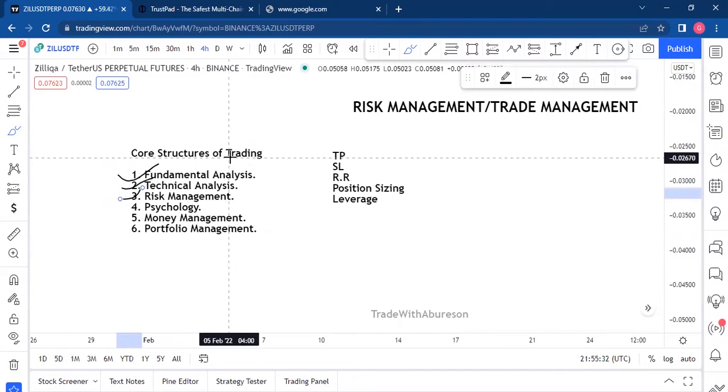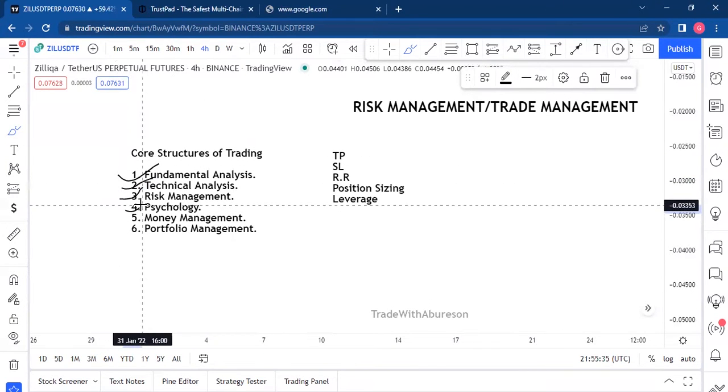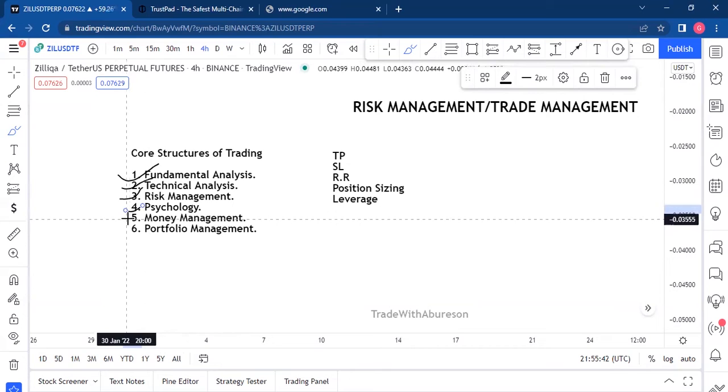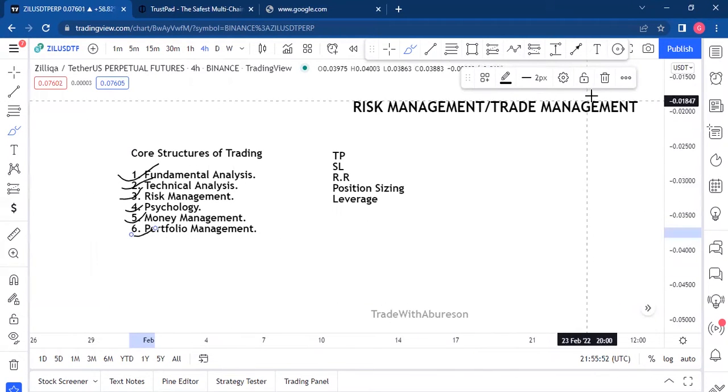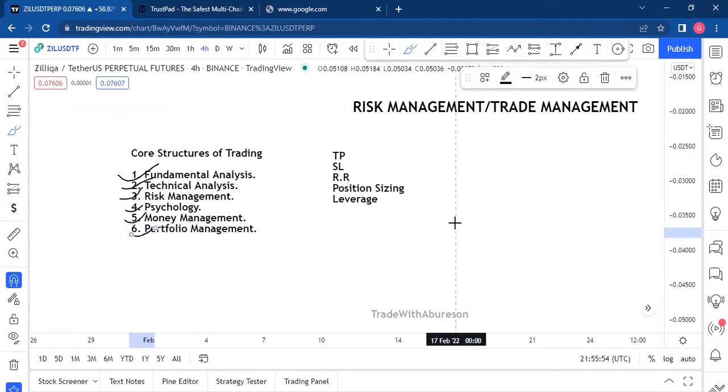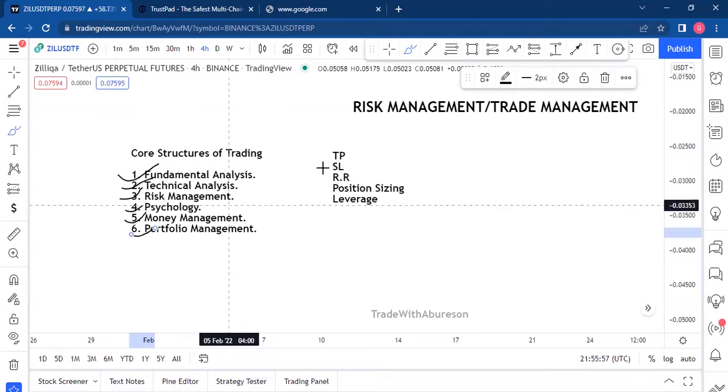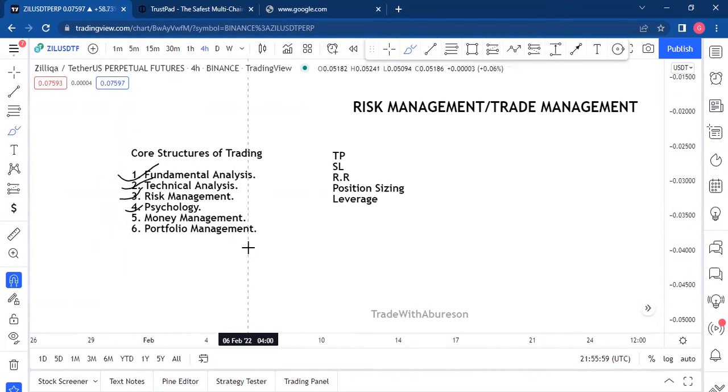Another structure of trading is trading psychology. How good is your trading psychology? How well do you manage your emotions in terms of trading? Your money management skill is also important, as well as portfolio management. How do you diversify your portfolio? What percentage of USDT do you hold? Basically, in this video, we're talking about risk management, how we can manage our risk in trades.